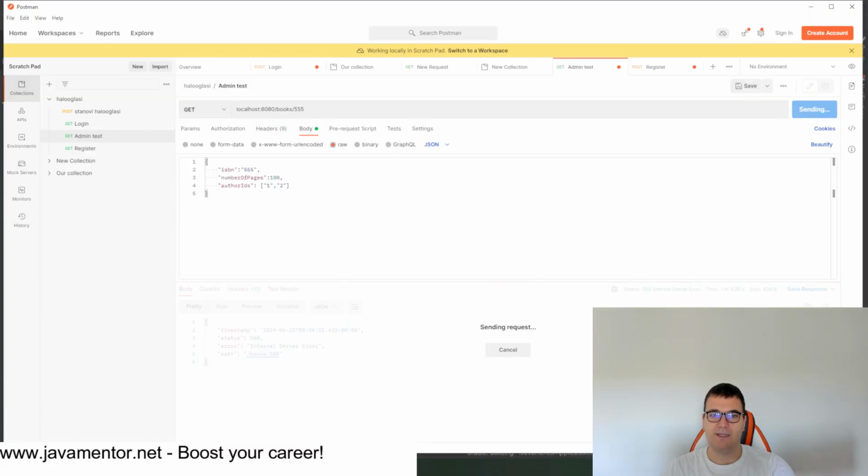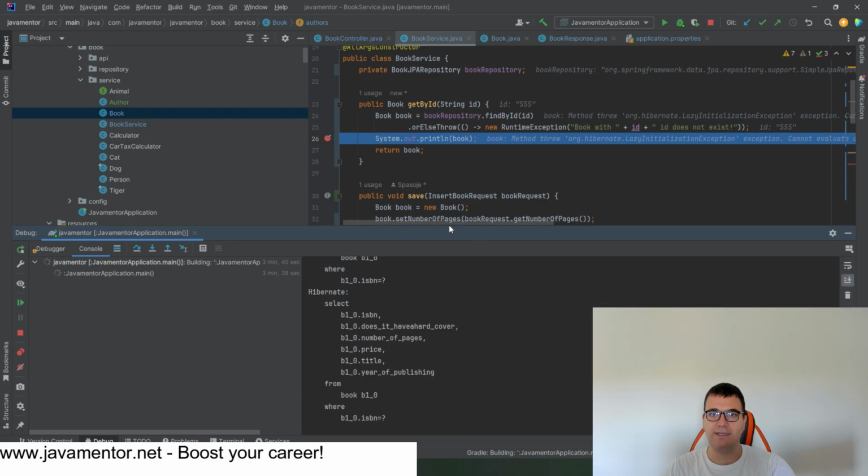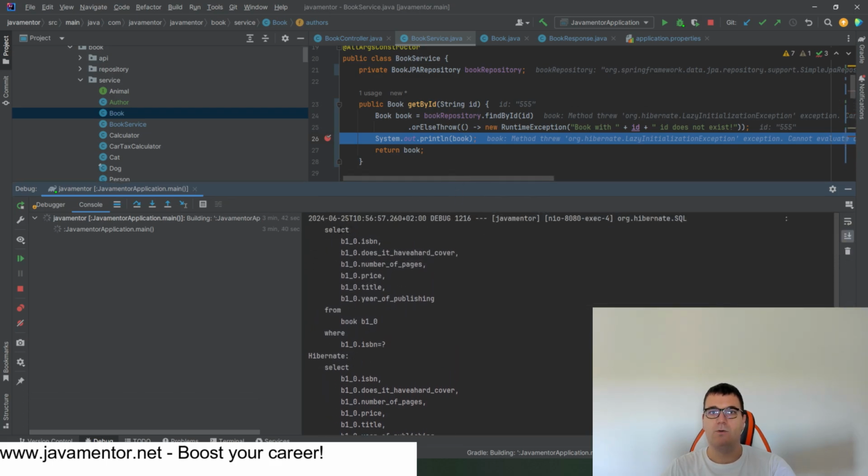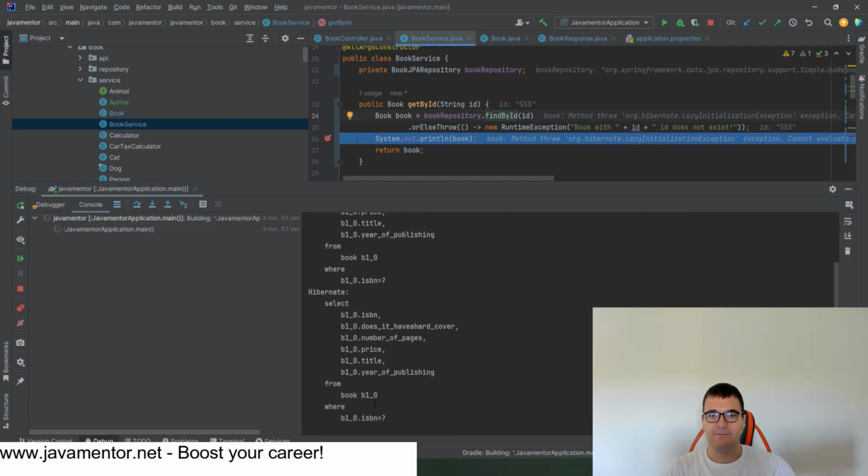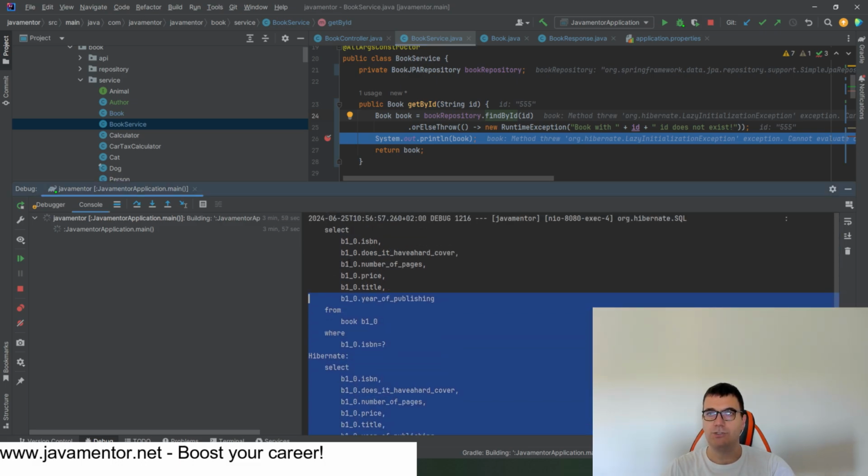Send, and let's see what query is generated. So select and then some fields from the book, where ISBN equals something, because we tried to find by ID, right? And there is no join. You should notice that there is no join. So how are authors fetched? Well, they're not fetched, obviously.